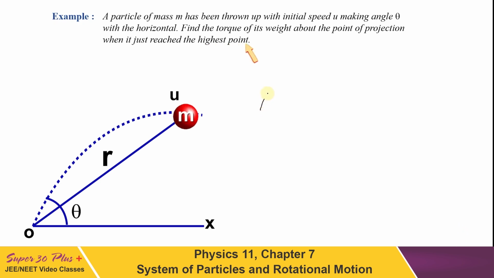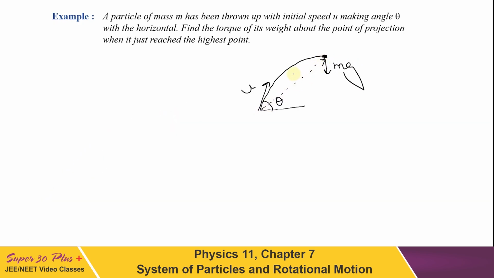Okay, let us first draw the situation. It has come to its highest point, this being the angle of projection. This is the initial speed u. It is asking for the torque of gravity about the point of projection, but it has to be the weight at this point, that is equal to mg here. This is the position vector of the particle at that moment, let that be r. So here we again have to write torque about the projection point. I have written O as the projection point, so torque has to be equal to r cross mg.